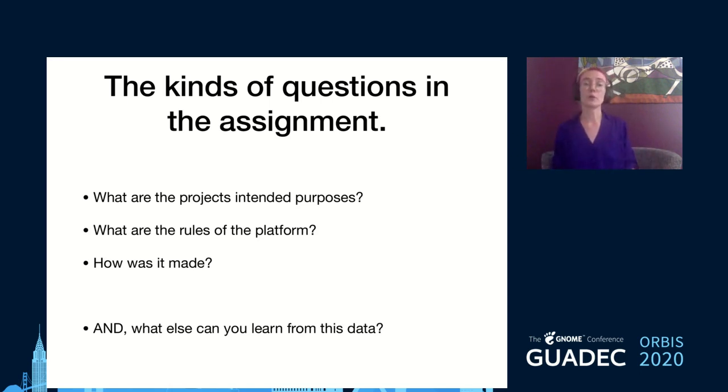So I wanted them to know what the project's intended purposes are: dig data for environmental sciences, and get the everyday person interested in science. What are the rules of the platform? And I had very specific questions about that. I asked how it was made, so do a little digging into not just what its intentions are now, but how did the project evolve?